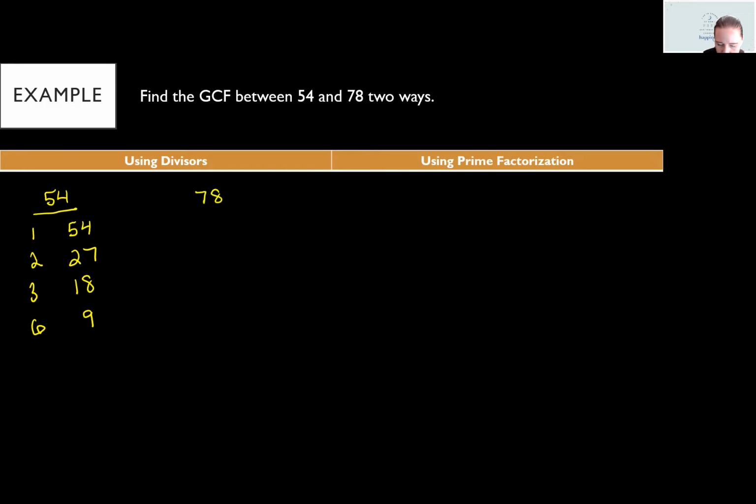And then 78. So that's 1 times 78. Divided by 2 gives me 39. Divided by 3 gives me 26.